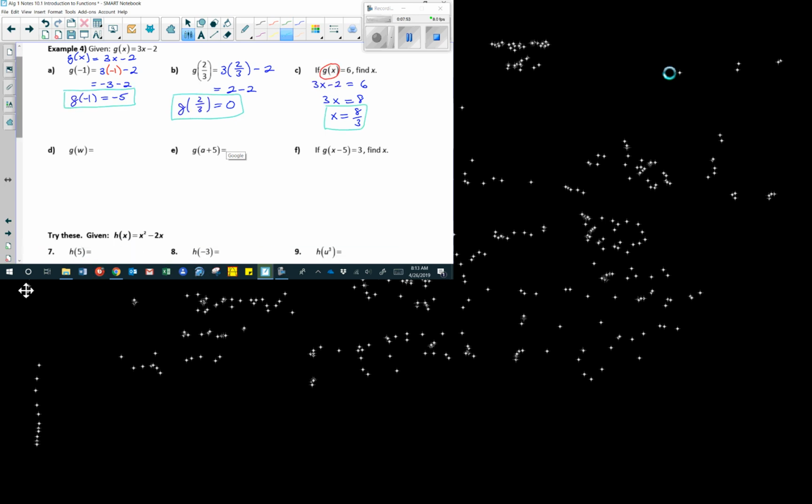We can find g of w the same way that we find g of any other number, and that is by replacing the x with a w. So g of w is 3w minus 2. And there's nothing else that can be done with that to simplify it. G of a plus 5 is 3 times a plus 5 minus 2. We can simplify that to 3a plus 15 minus 2, or g of a plus 5 is equal to 3a plus 13.